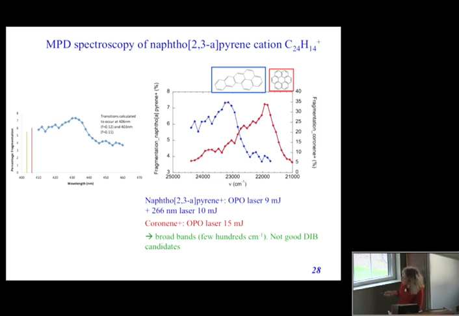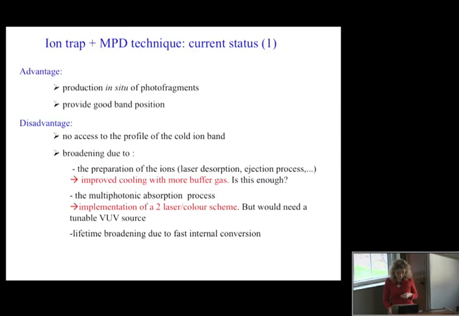And here we also had a two laser scheme. But in general, all these systems have broad bands, a few hundred wave numbers, and they are not good DIB candidates. This is what we can conclude. And increasing the size, I don't think it would help from this point of view. So the advantage of our technique is that we can produce in situ some photofragments and control them because of trapping and ejection facilities. So that provides a good indication of the band position.